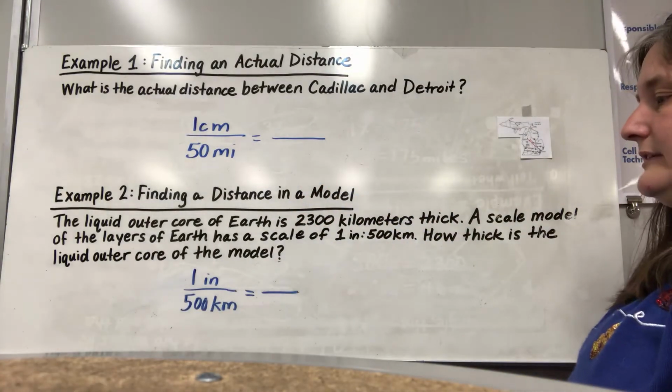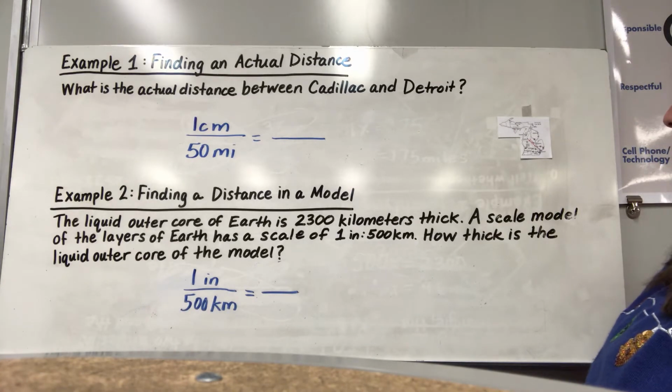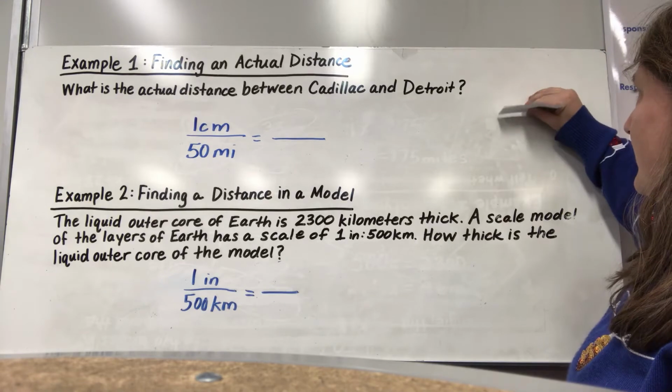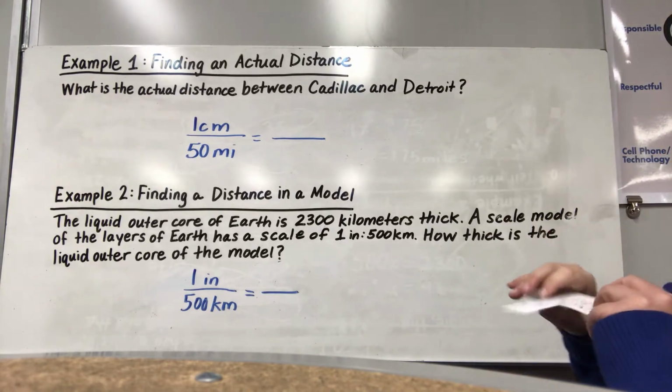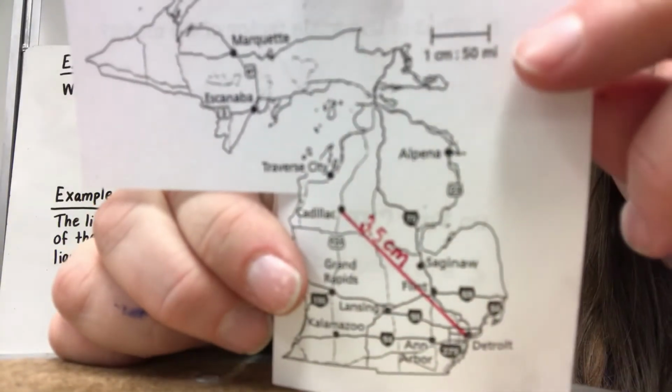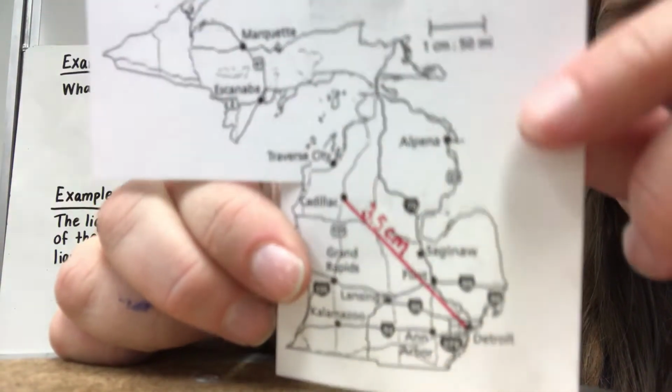So let's take a look at some examples here. We're going to start with the scale drawing. I have a small map here of the state of Michigan. When I look at this map, I see that it has a scale in the corner already: 1 centimeter is equal to 50 miles.